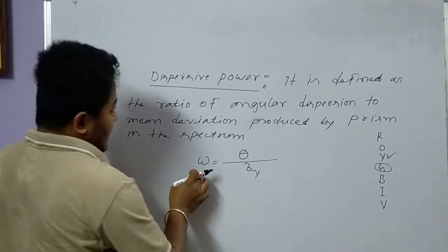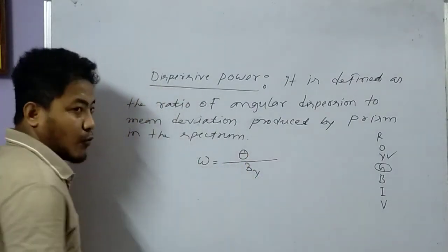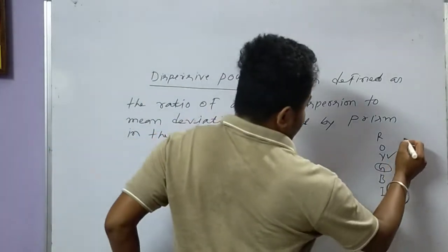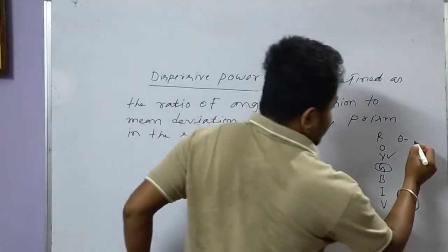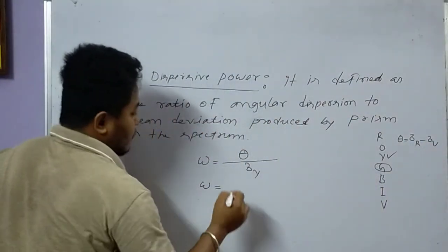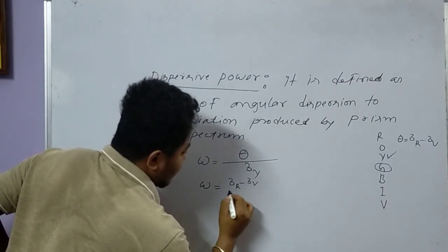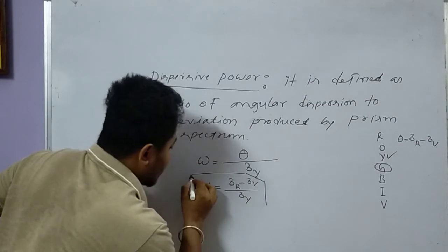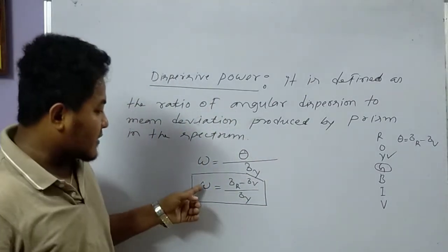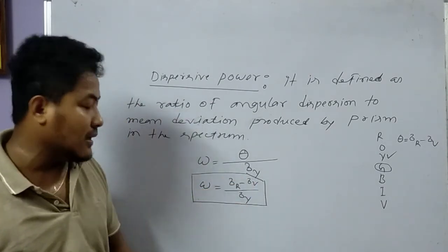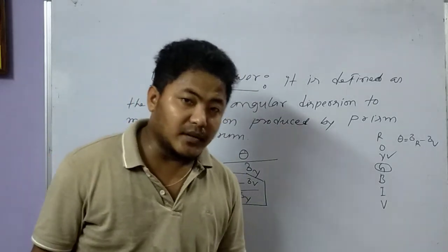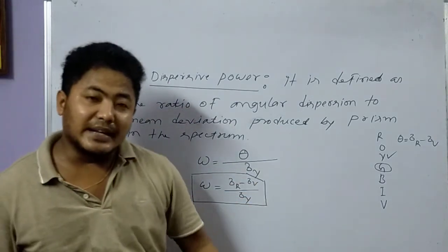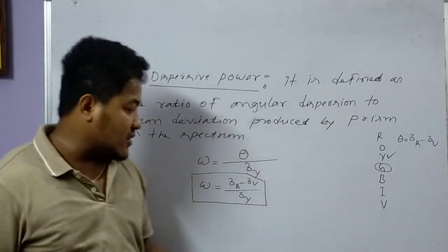So we have that dispersive power omega is equal to theta by del y. What does theta mean? Theta was your angular dispersion, that was del r minus del v. So omega is equal to del r minus del v divided by del y, where del y is the mean deviation produced by the prism over the spectrum. This does not have any unit, it is independent of unit because it is a ratio.